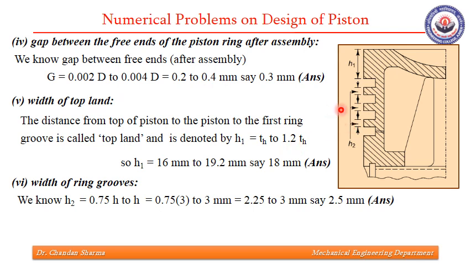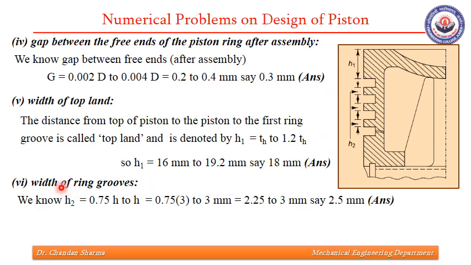Top length, the distance from the top of piston to the first piston ring, is called top length, and it is denoted by H1. We can convert this H1 in the form of TH, that is thickness of cylinder piston head. So H1 comes out to be 16 mm to 19.2 mm, assuming a value in between of 18 mm. So our H1, that is width of top length, comes out to be 18 mm.